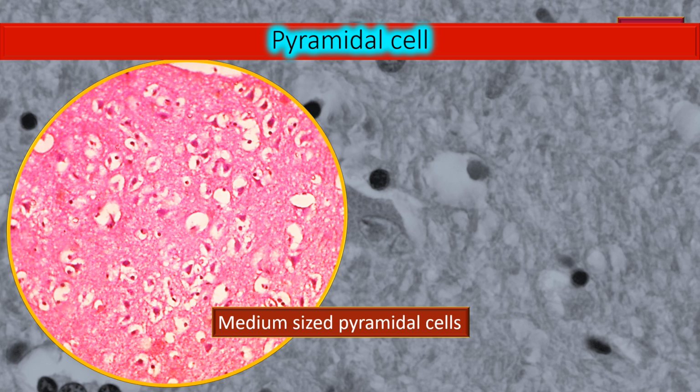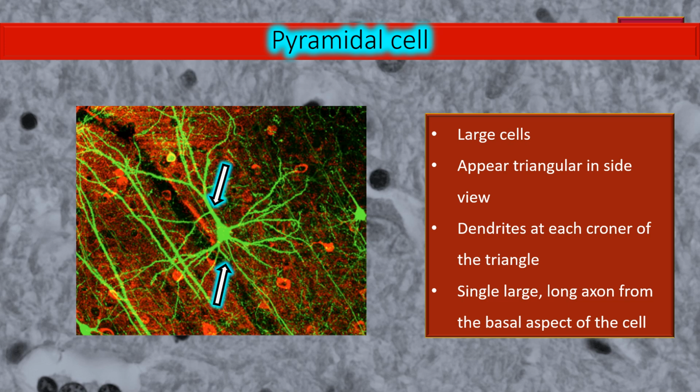These pyramidal cells are usually triangular in appearance in H&E preparations and other immunofluorescent preparations. They are really large cells appearing triangular, but they are actually pyramidal in three-dimensional view. The dendrites are there at all three corners of the triangle, but the single large and very long axon arises from the basal aspect of the cell, that is, the area opposite to the apex, and that goes down into the central nervous system, and often it travels a very long distance. The pyramidal cell is a classic example of a motor nerve cell.